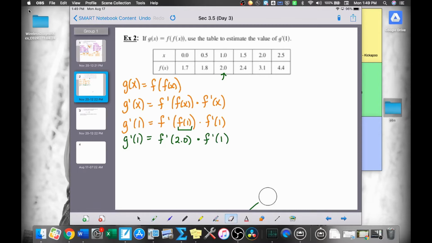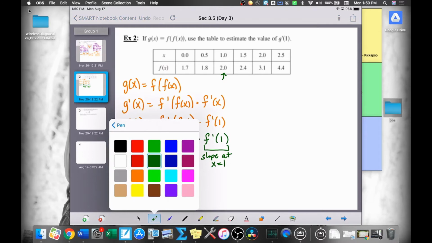But now again, remember, primes, derivatives, are slopes. So this right here is going to be the slope at x equals 2, and this right here is going to be the slope at x equals 1. But this time we do not have a graph to look at. All we have is a table of values. So the best thing that we can do if we're trying to figure out our slopes is use ordered pairs, and we can find two slopes that would be close approximations, and we can average them together.